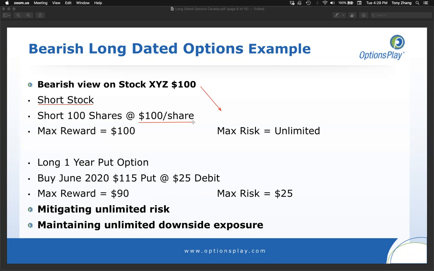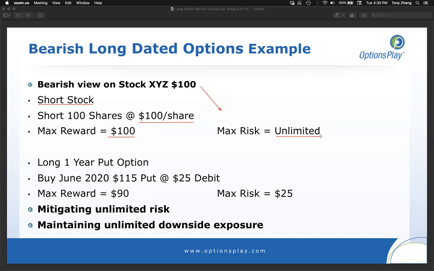What's interesting about this is that my max reward now is $100, because if the stock goes from 100 to 0, that's the most I can make. But my max risk here is unlimited. What that means is that if this stock, for whatever reason, either they get acquired or this stock just starts doing really well and now shoots up to 150, 200, 250, the more it goes up, the more I lose. And there's no limit as to how much I can lose when I short a stock.